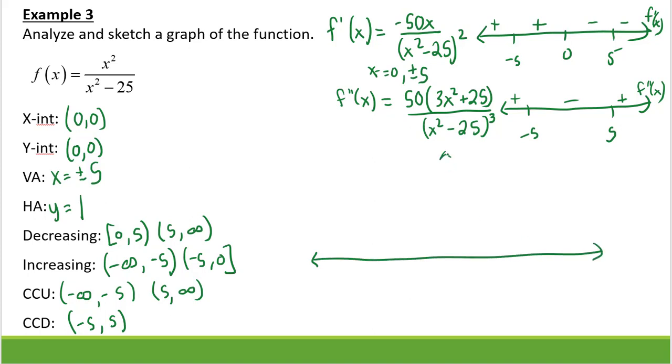So now it's just a matter of getting my graph. Okay. Y-intercept. Horizontal asymptote is 1. Vertical asymptote.